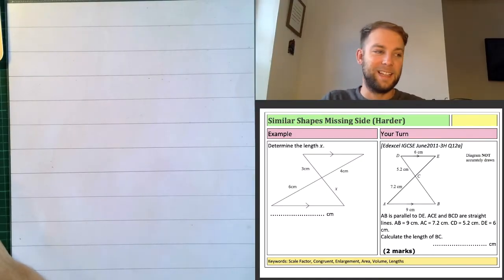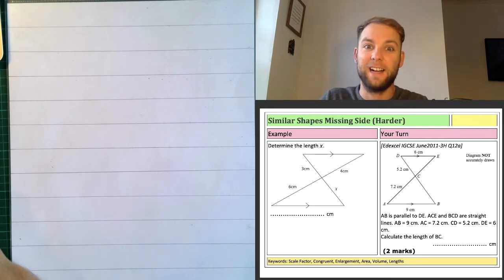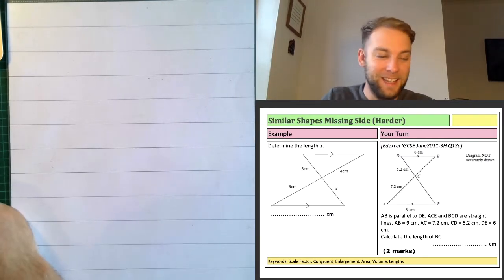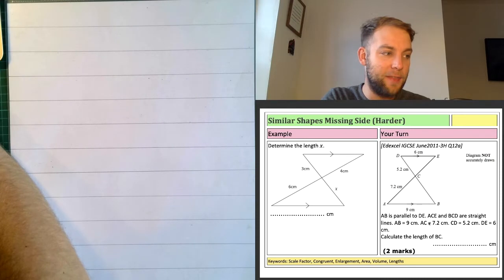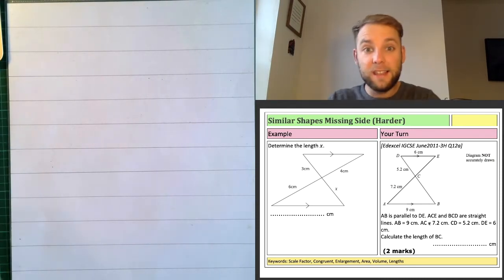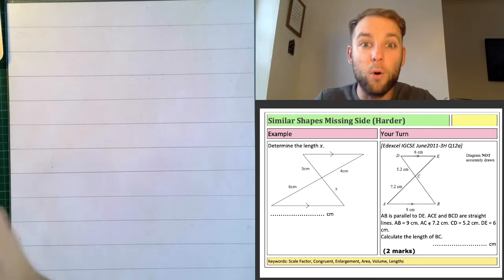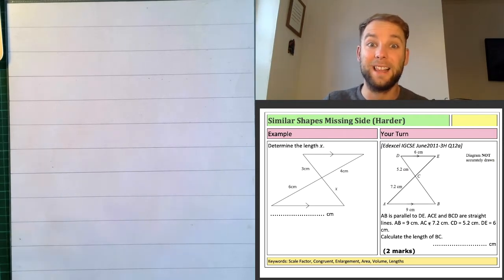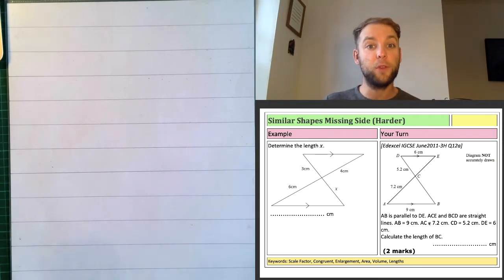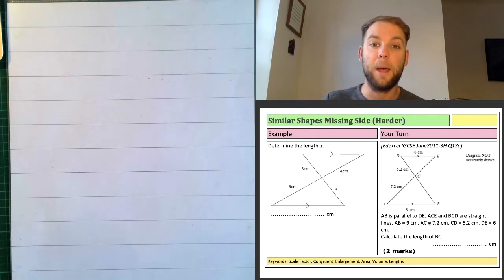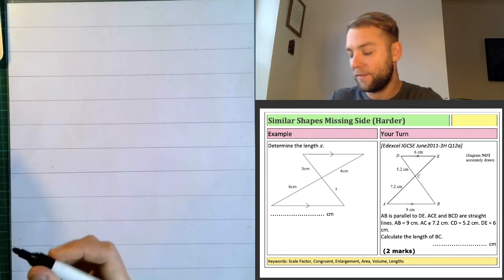And welcome to today's lesson on similar shapes, missing sides, a little bit harder. Okay, so let's have a look at this first question. Now, if you've seen the first video on similar shapes, you'll know that the most important thing about similar shapes is finding that scale factor, and we've got to do this by finding a similar pair of sides. So let's have a go at this first one.